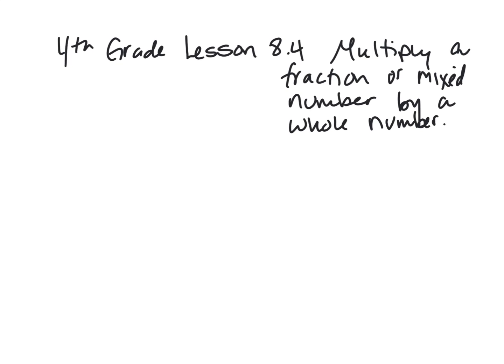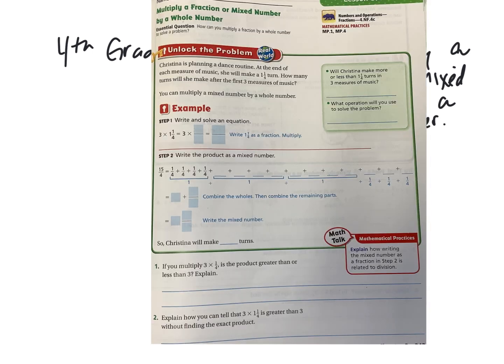Fourth grade, lesson 8.4 is multiply a fraction or a mixed number by a whole number. Let's see what we've got. Our essential question is, how can you multiply a fraction by a whole number to solve a problem? Same kind of idea as the previous lesson. Now we're just moving away from modeling it, but it sounds like they're also going to put mixed numbers in with us, and so we'll see how to solve that.